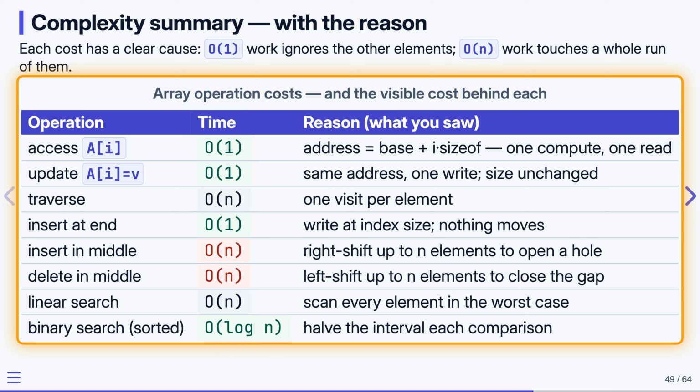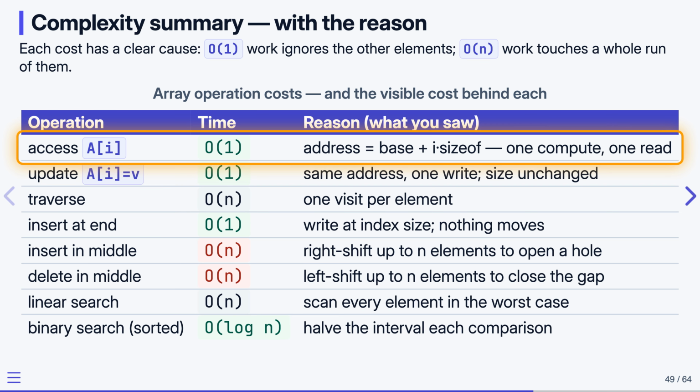Cheap work ignores the other cells. Costly work touches a whole run of them. Let's go down the list. Access A at index I is big O of 1. The address is base plus I times the element size. That is one calculation and one read.